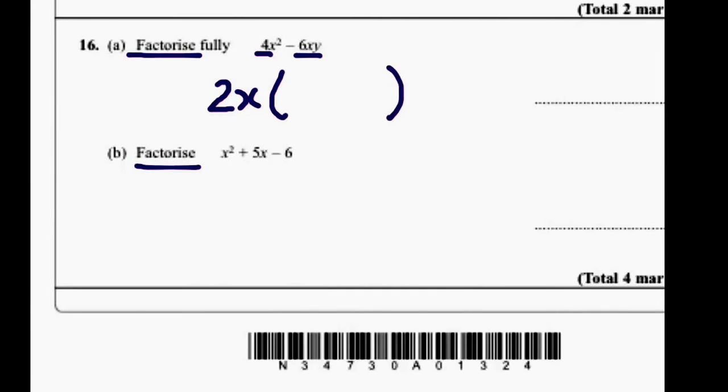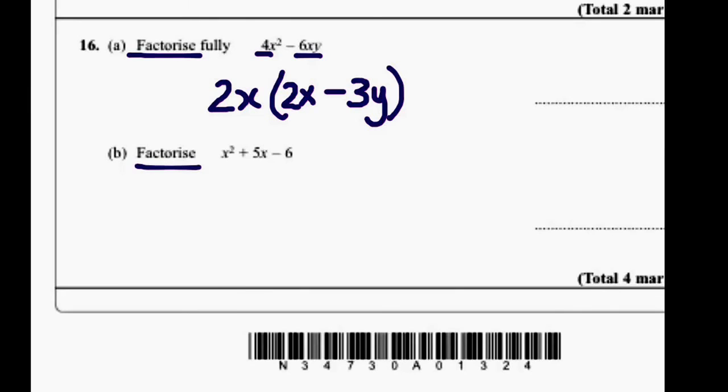And then I think to myself, okay, 2x times what would make 4x squared? Well, if I multiply by 2, I'd get the 4x, but I need to get 4x squared, so it needs to multiply by another x. And 2x times what would make 6xy? Well, I know that I've got to multiply by 3 to get the 6, but so far I've got 6x, and I need to make 6xy, so the y is there. Because it's a negative up there, I need to make sure it's a negative in here, and that's done.